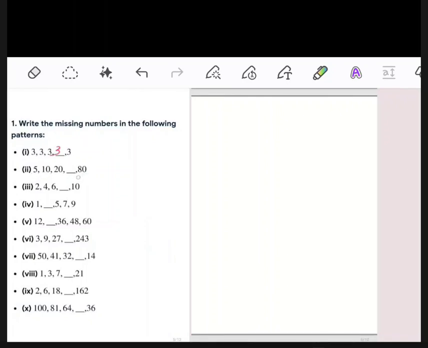Next, 5, 10, 20, dash, 80. Here the numbers are 5, 10, 20, dash, 80. 5 into 2, that is 10. The next number, 10 into 2, 20, 20 into 2 is 40, and 40 into 2 is 80. So the rule is multiply by 2.